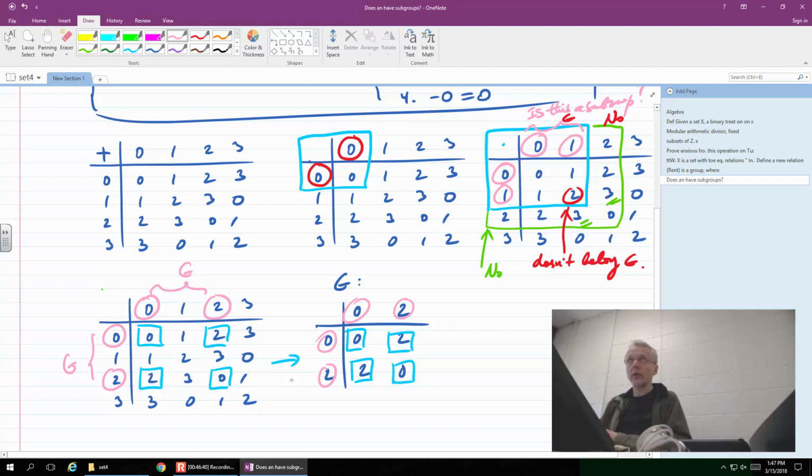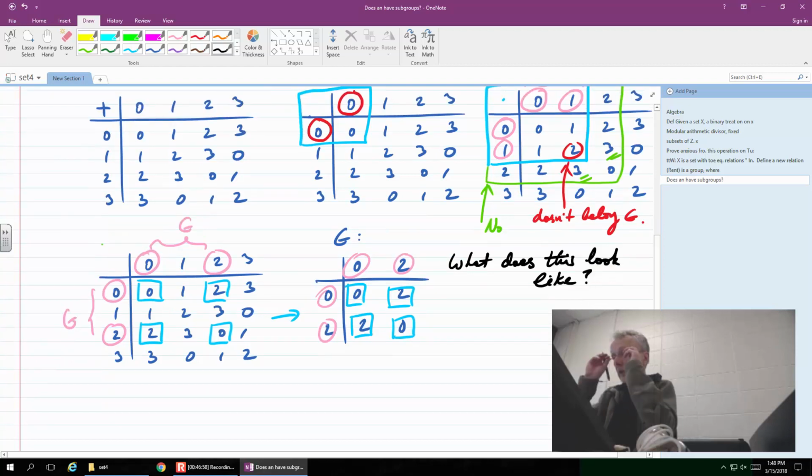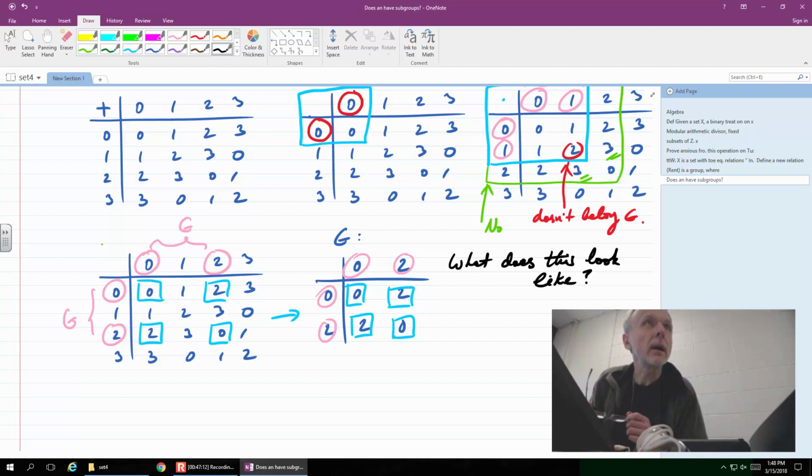Okay, now this is the crucial step of understanding what's going on. What does this new table look like? 0 and 1. That's right. In other words, 0 and 1, what do we call it? Is it mod 2? Yes, it is mod 2. It is Z2. It looks very much like the table of Z2.